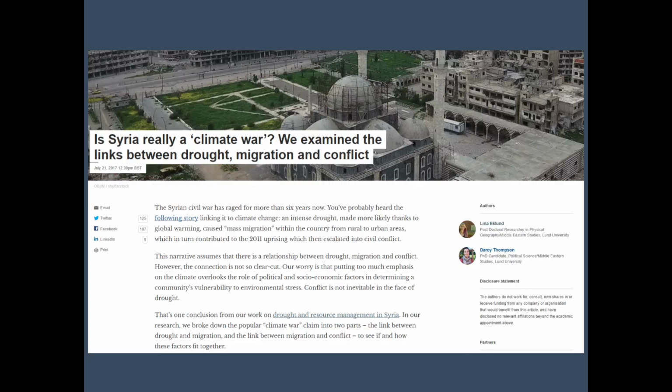But there are some questions in this narrative that I have been trying to address. So I've written a Conversation article with my colleague, Darcy, where we examine these narratives that people are talking about and try to figure out if there's any real evidence that Kelly talks about. He mentioned evidence, but so far, we haven't really found any good evidence for strong linkages. The only thing is that there was a drought and there was migration, and it happened at the same time, or one happened after the other. But that's the only thing we know so far.